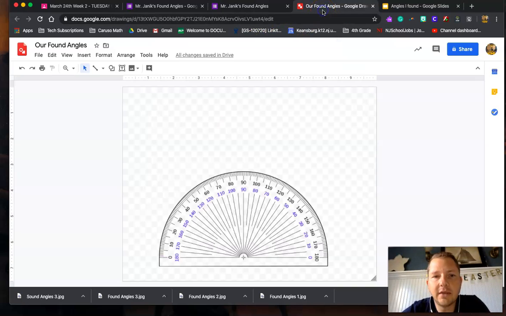And then the next thing you're going to see in your Google Classroom, there's 2 Google drawings. So I want you to create 2 angles and find me the measurements of them. So there's a couple ways you can do it. You can go out in your neighborhood, take a picture of something and put it in here just like you did for your workspaces last week.